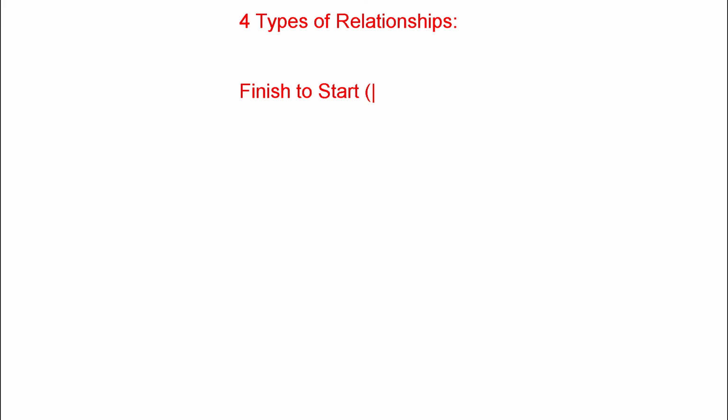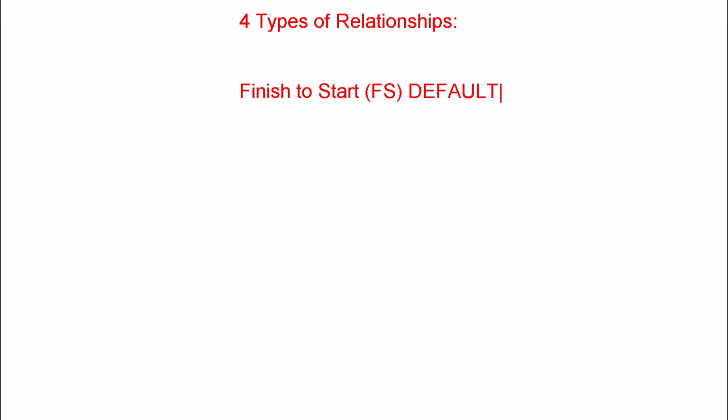And sometimes you'll see it abbreviated as FS. A finish to start relationship is when a successor task cannot start until the predecessor task has finished. This is actually the default for all tasks within project. If you don't choose any other type of relationship, it will default to a finish to start. An example of this is you're going to finish the predecessor task and then start the successor task.